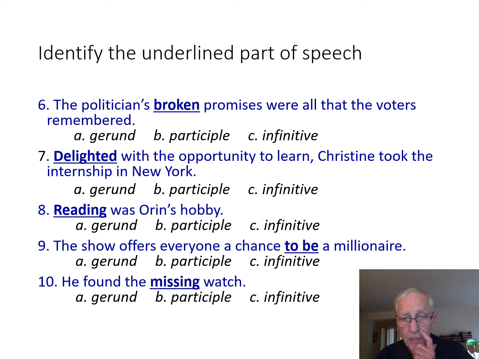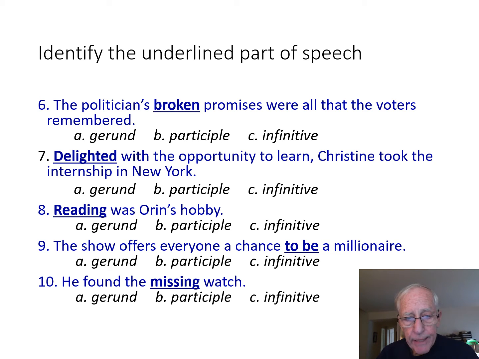Well, broken has an -en as the ending. It is functioning like an adjective because it's describing those promises. It's not a gerund because a gerund functions like a noun, and it's not an infinitive. So participle is what we have here.